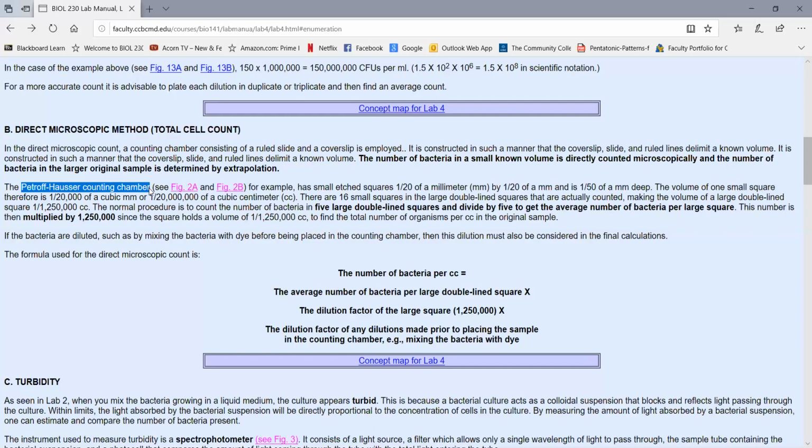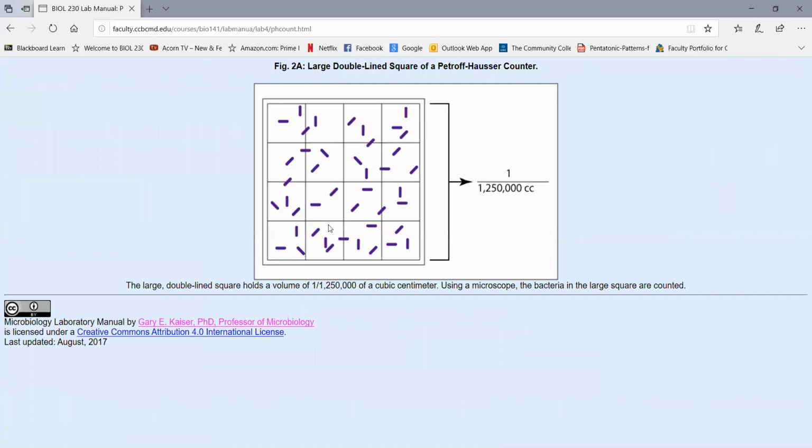Now, the way this counting chamber is made up is that if we look at figure 2A here, etched in the glass are these big double-line squares. Now, there's a whole bunch of these double-line squares on the slide. This is just one of them. That's what we're counting, the big double-line square. This is divided into 16 smaller squares to make counting easier. But this is the volume we're counting.